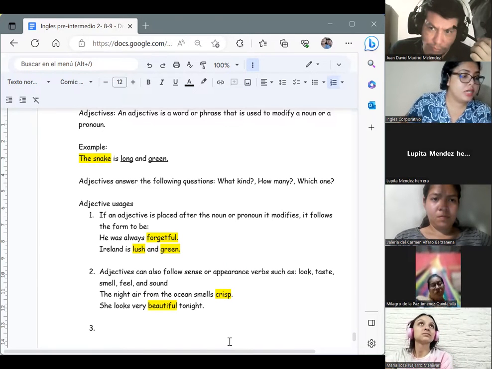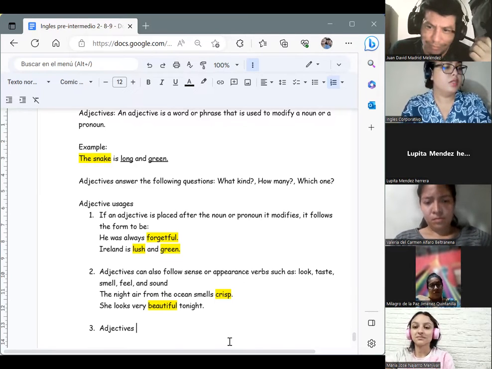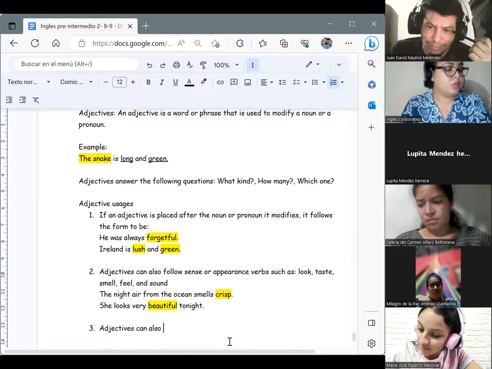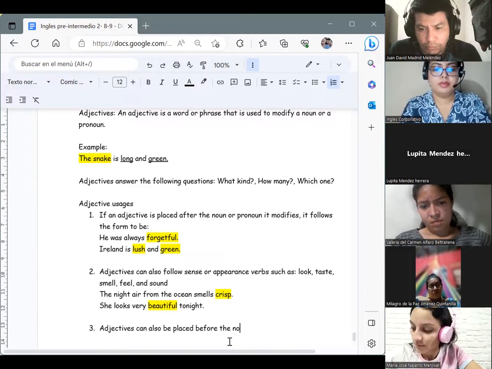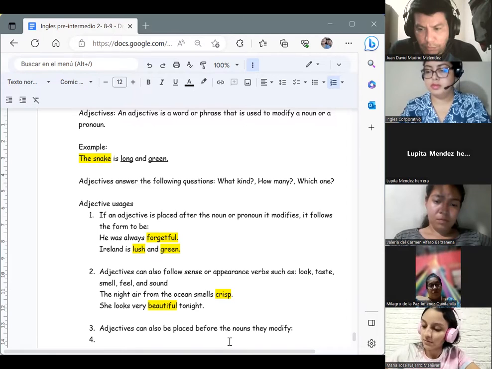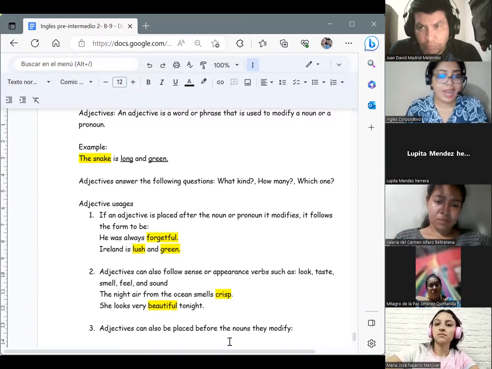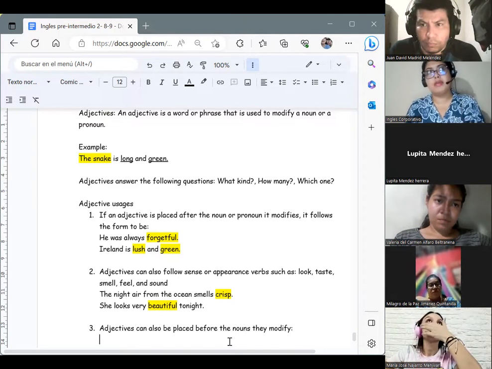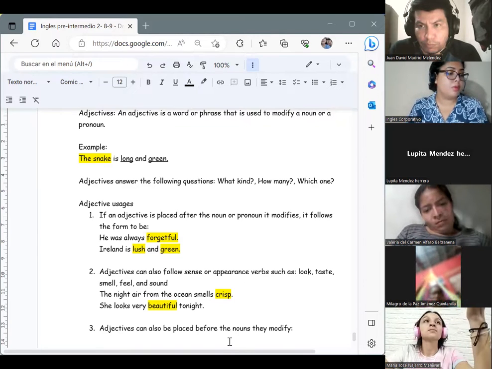Number three. Adjectives can also be placed before the noun they modify. So, in this case, we can use these adjectives antes, ¿verdad? De los nombres que modificamos. Normalmente los encontramos después de los nombres, pero también los podemos posicionar antes de los nombres que estamos modificando.